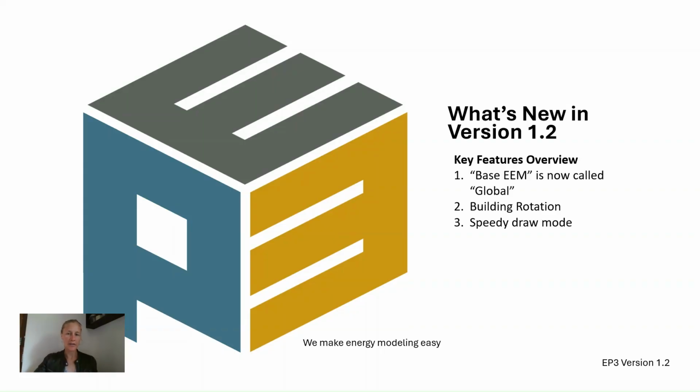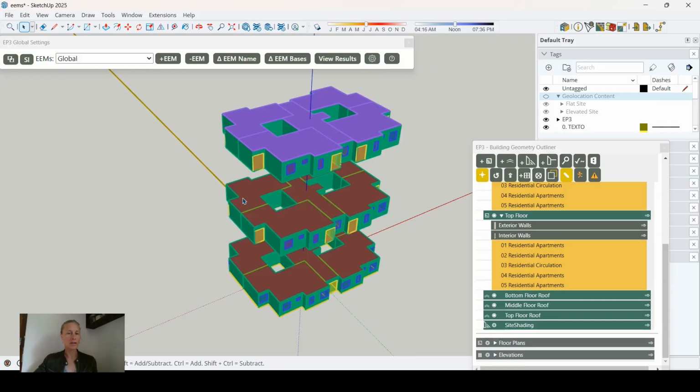We've added a feature that allows you to draw large models much faster. We call it our speedy draw mode. To toggle speedy draw mode, simply click the speed button here. What this does is that as you're drawing, it suppresses some of the updates to the user interface and suppresses some of the surface adjacency features.